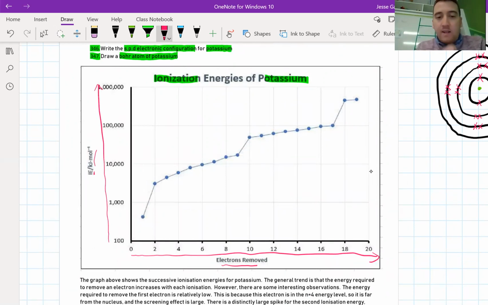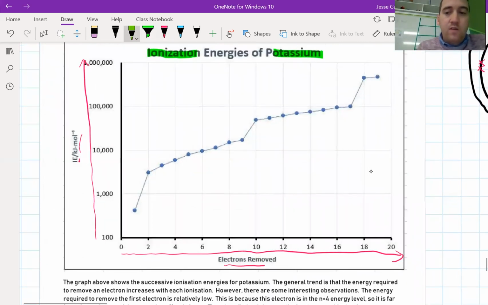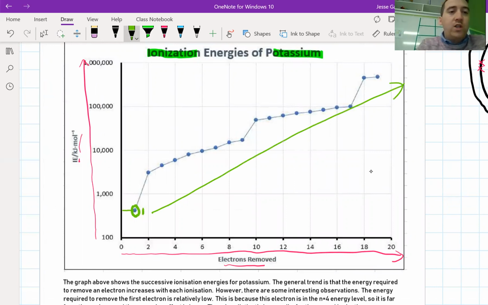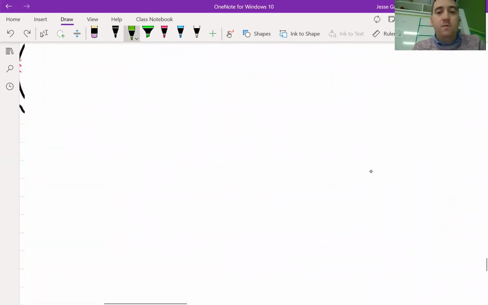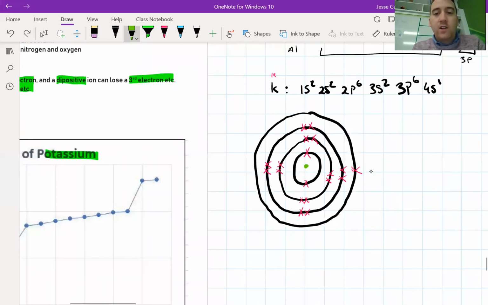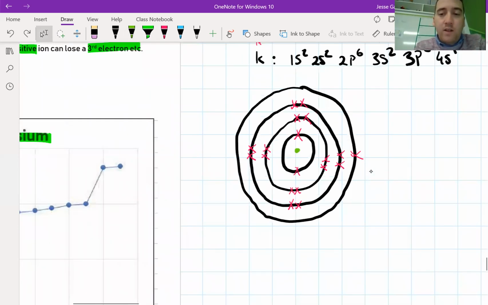Okay, so let's look at each of these data points. Each of these data points shows an electron being removed. So this here shows us the first electron being removed. As you can see, that is quite a low amount of energy. It's the lowest value out of all of these values. Overall, it seems to be increasing. It's getting harder to remove the electrons as we remove more and more. Which electron would this be? If we go over and take a look at the atom, well, the first electron is going to be the most loosely bound one. It's going to be this one.